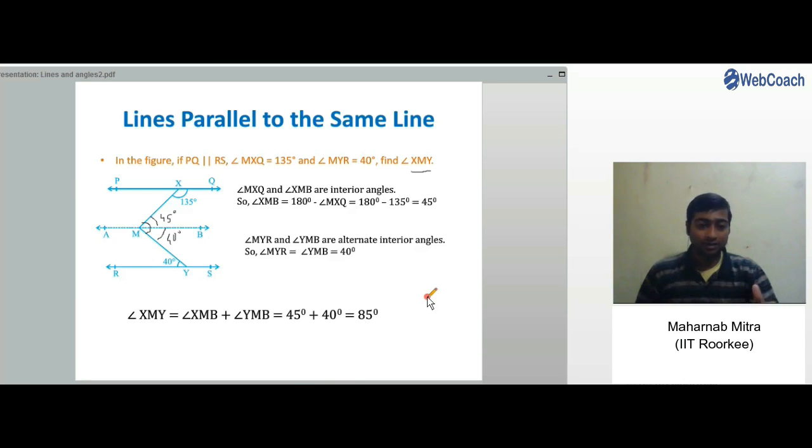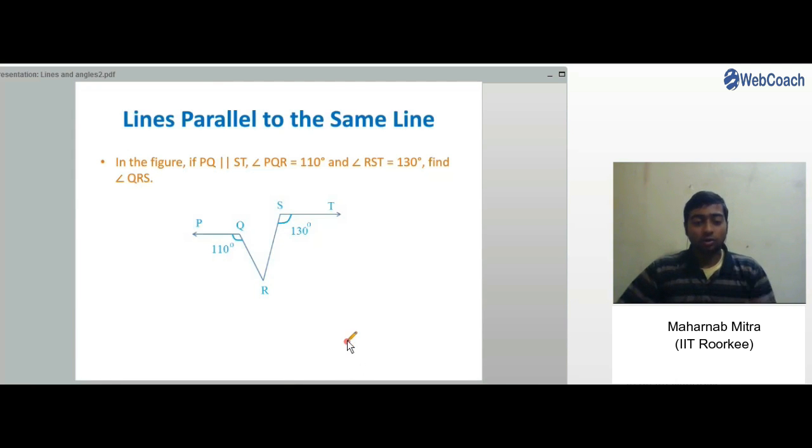And for the next set, for the next half of the parallel lines, we found out the alternate interior angles, and in this way we found out the value of angle YMB, and we added angle YMB and angle XMB to get the angle XMY. So from this method you can see it is very easy to use more than one parallel line to get a simple solution to any question, right?